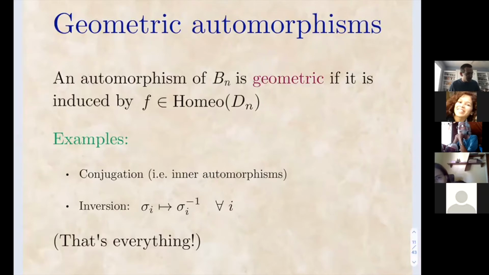So basically, the question on the previous slide is Artin asked about all automorphisms of the braid group, and what this slide is saying is I'm going to give you some natural automorphisms, and the theorem is that's all of them. This is not our theorem. An automorphism of the braid group is geometric if it's induced by homeomorphisms of the disk.